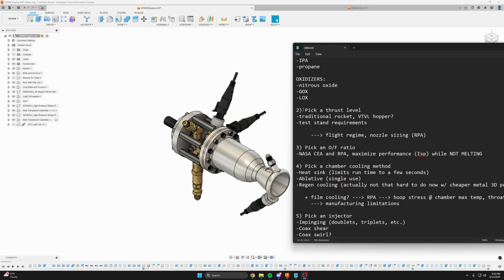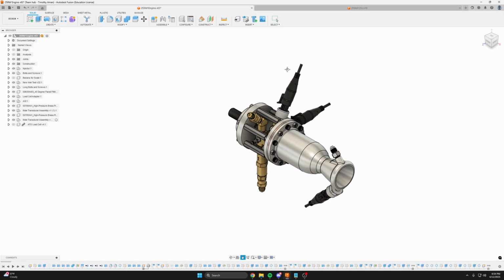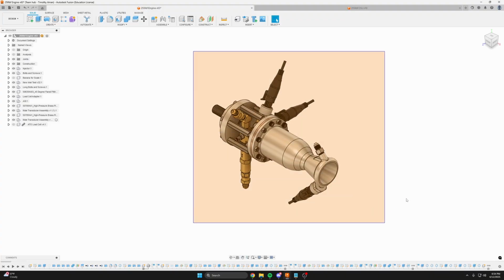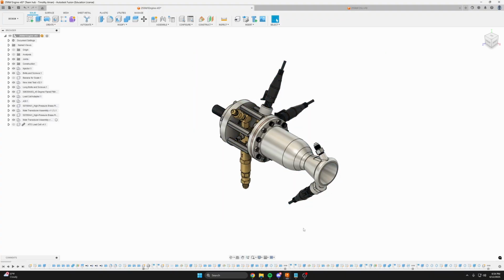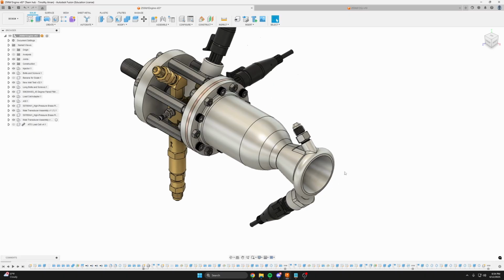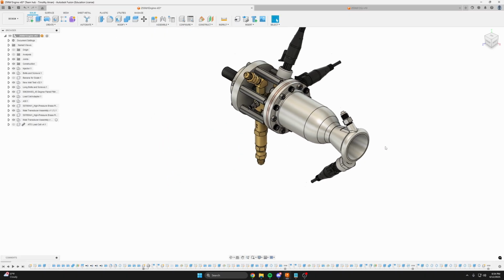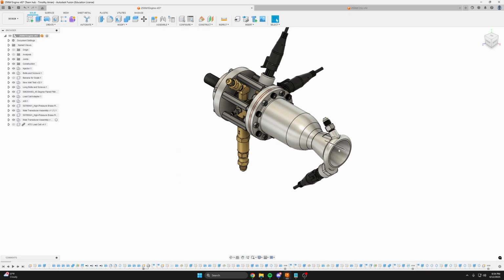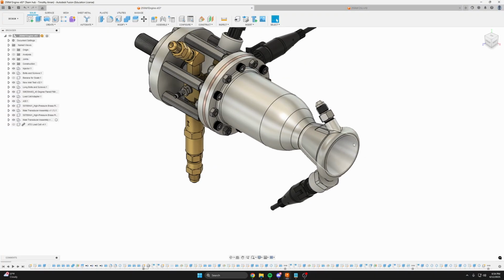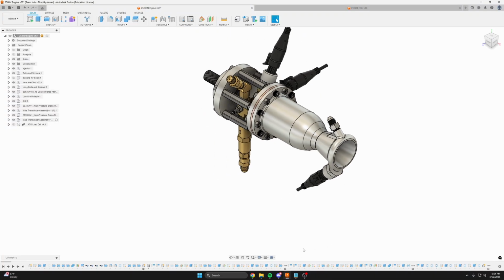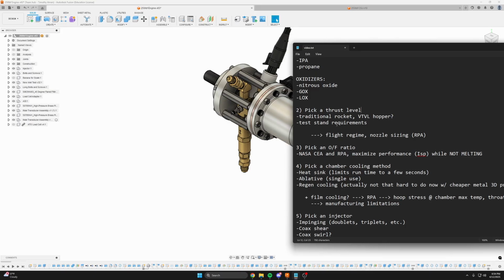The next step is probably to pick a thrust level. So for this rocket engine, we picked 250 pound force thrust, which is about 1,000 newtons of thrust at sea level. And you can kind of tell this is a sea level nozzle. The nozzle is optimized for sea level firing. That's because we're trying to make a vertical takeoff, vertical landing hopper vehicle. So we will never go very high in the atmosphere, probably never above a kilometer or something at most.